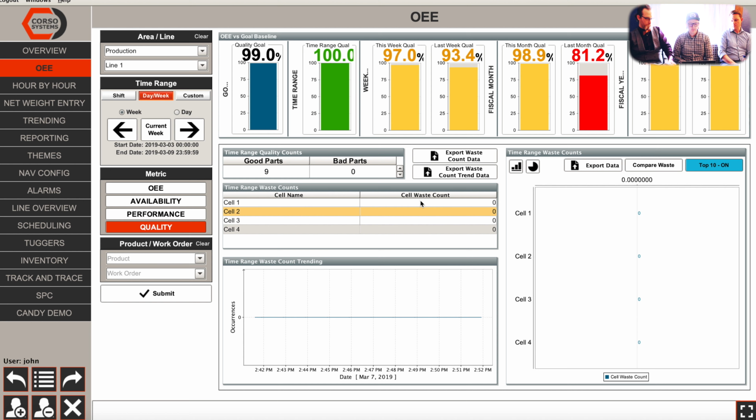Yeah. And when we talk about the OEE downtime tracking, and especially these screens we're talking about, they very much go hand in hand. Yes, absolutely.